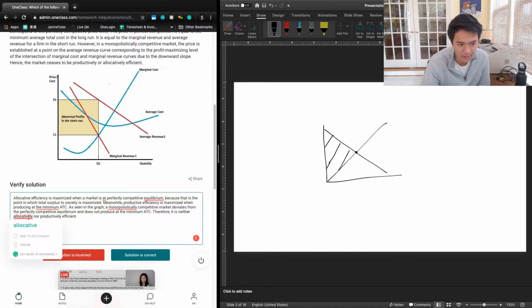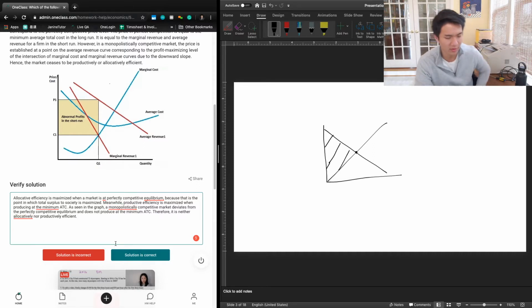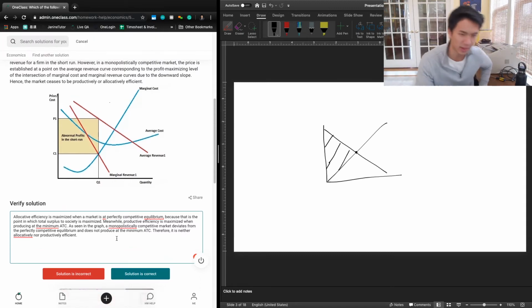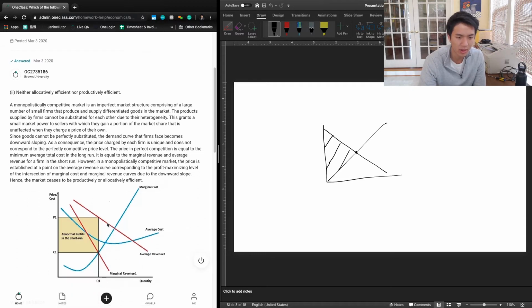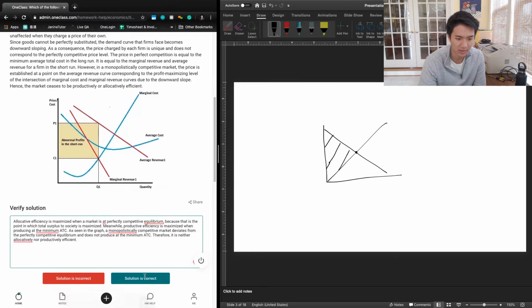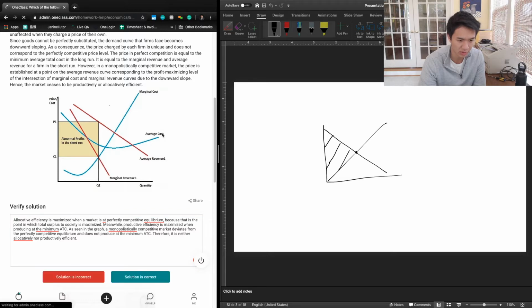Yeah, I think this is just a random typo. Otherwise than that, this answer choice is going to give us the definitions for both allocative and productive efficiency, and then allow us to more effectively get to the answer that is right here. So we're going to say if solution is correct, so I'm just going to clarify with that.